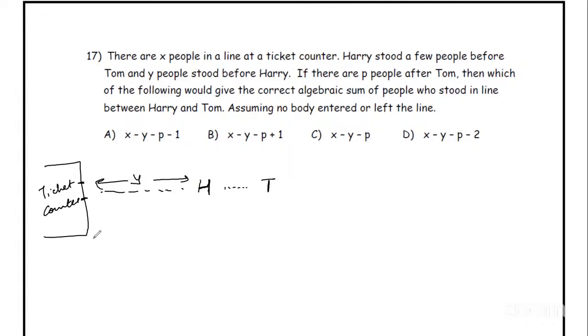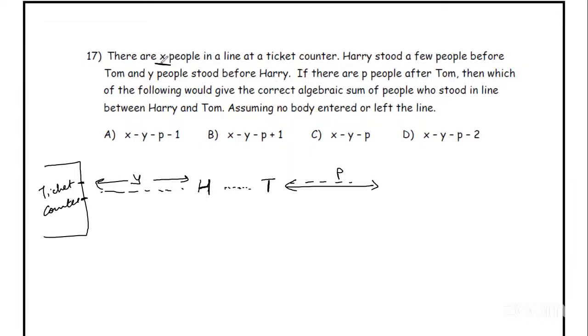If there are P people after Tom, then which of the following would give the correct algebraic sum of people who stood in line between Harry and Tom? Assume nobody entered or left the line.